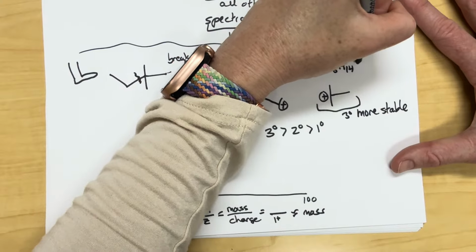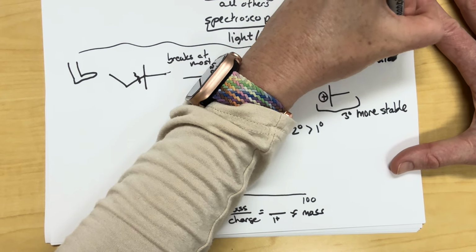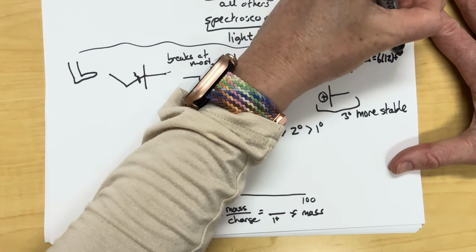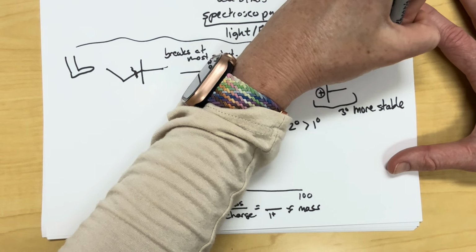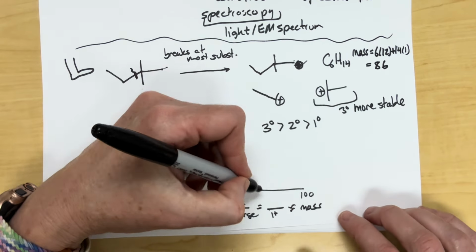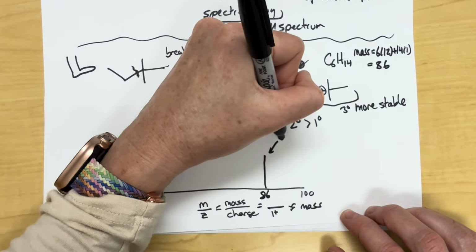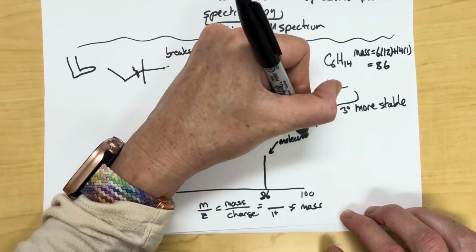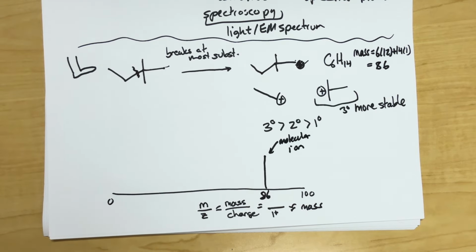In other words, the mass would equal 6 times 12 plus 14 times 1. What was that? 72, 82, 86. So you would have a peak that would come right about 86. And we would call that peak the molecular ion peak. That's the overall mass of the thing.